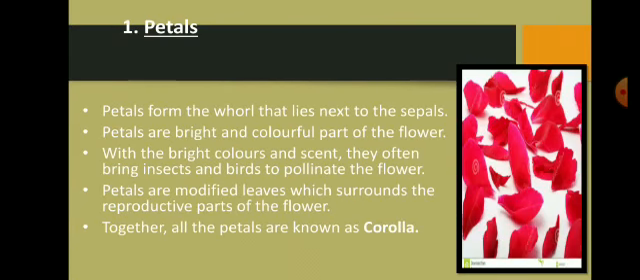The next part is the petals. So I have already told you that the petals are the very colorful and very brightly and very attractive parts of the flower. So petals form the whorl that lie next to the sepal, and they are bright and colorful part of the flower. With the bright colors and the scent, they often bring insects and birds to pollinate the flower. Petals are modified leaves which surround the reproductive part of the flower, and together all the petals are called as the corolla.